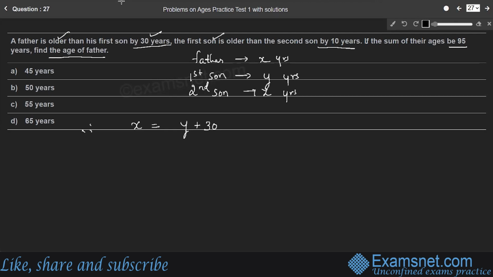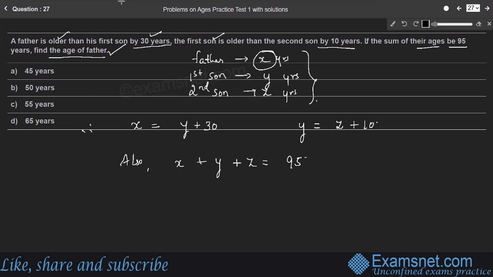And the first son is older than the second son by 10 years. So, first son's age Y is equal to second son's age Z plus 10 years. If the sum of their ages be 95 years, so we'll consider the sum of their ages X plus Y plus Z. Also, X plus Y plus Z is equal to 95 years. Find the age of father. So we need to find the value of X, right?